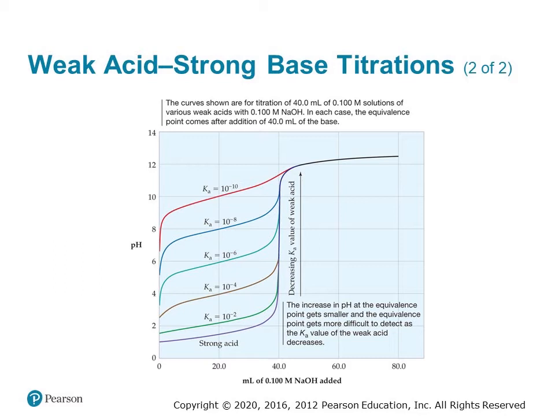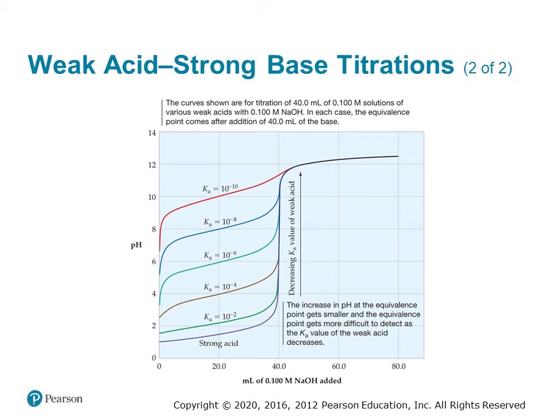As we look at the titration of a weaker and weaker acid, several things change. First of all, the starting pH is higher, since we have a weaker acid. Secondly, the pH of the buffer solution formed before reaching the equivalence point will be higher, and if Ka is less than 10 to the minus 7, then the buffer will exist at a pH value above 7, since the conjugate base component will be a stronger base than the weak acid is an acid.